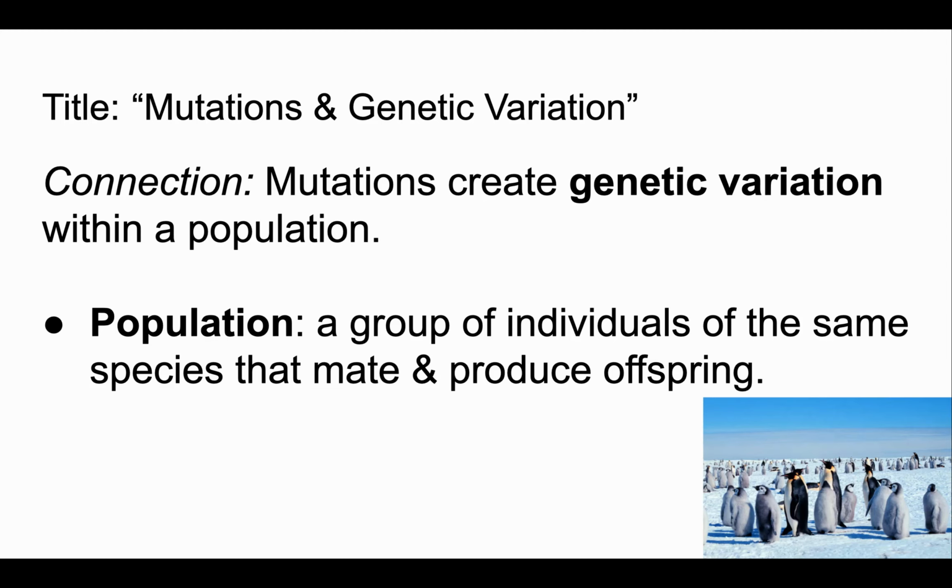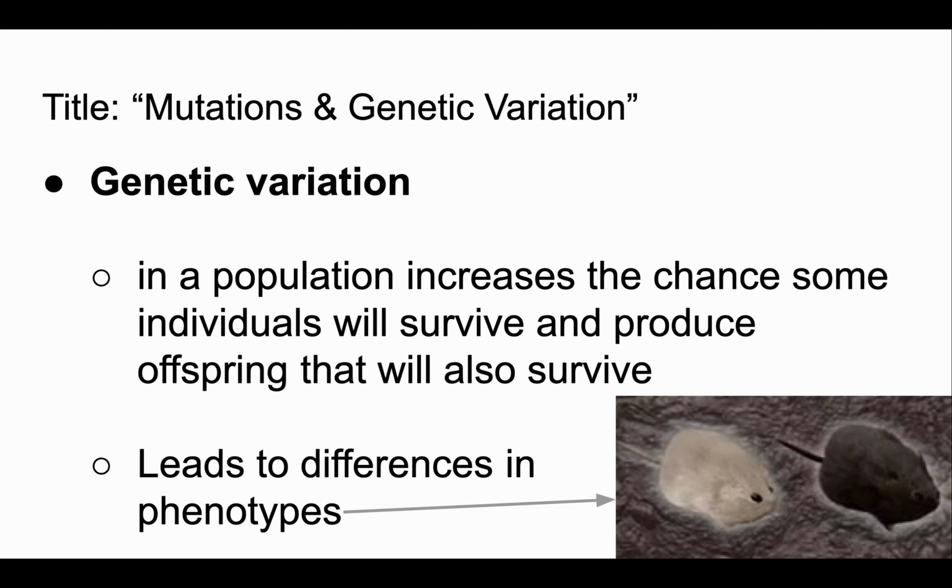The title of these notes is Mutation and Genetic Variation. The connection between what we learned on mutations and what we're about to learn is that mutations actually create genetic variation within a population. A population is a group of individuals of the same species that mate and produce offspring. Genetic variation in a population increases the chance some individuals will survive and produce offspring that will also survive.